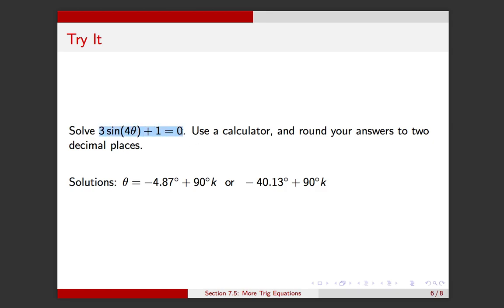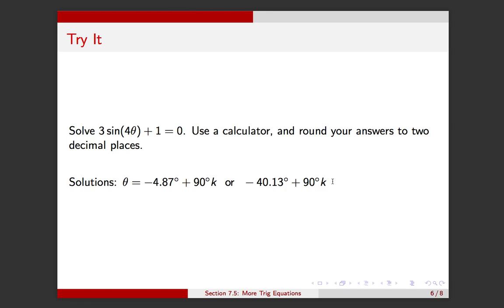3 sine 4 theta plus 1 is 0. Round your answers to 2 decimal places. Again, these are the solutions, so you can check your work. Okay, so go ahead and pause the video to try to solve this.